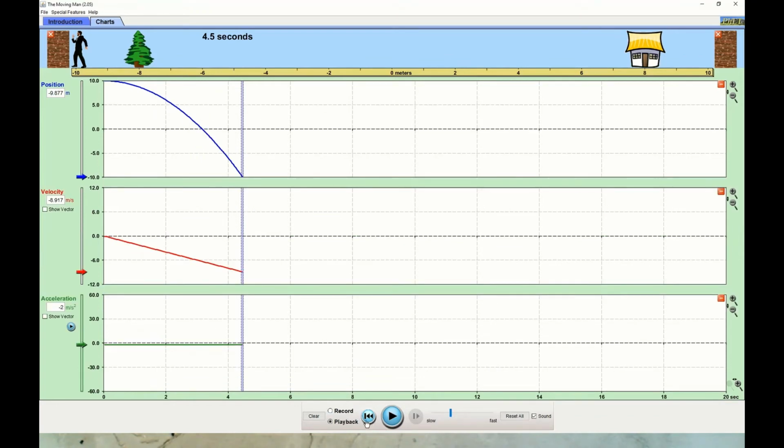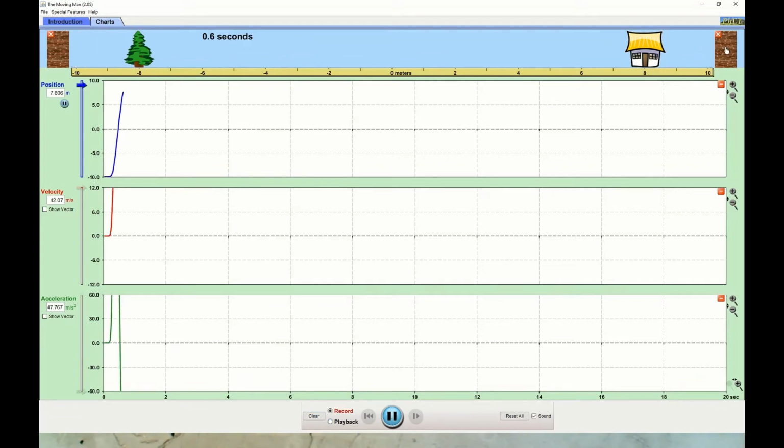So let's try one more, and let's do a tricky one here. What I'm going to do is start him out over here, and let's give him a negative speed to start. So I'm going to give him a speed of -5, and we're going to give him a positive acceleration of 2 so that he slows down, right?